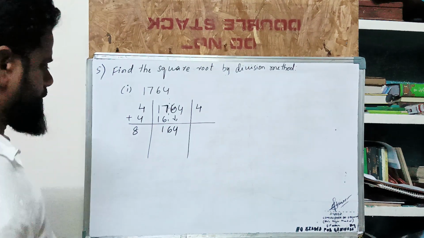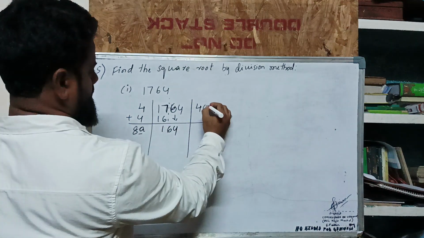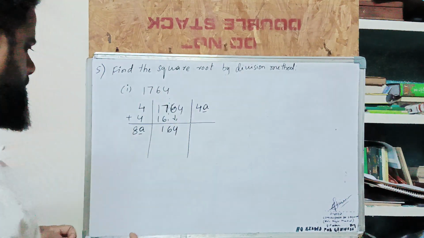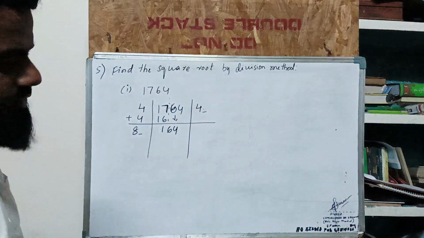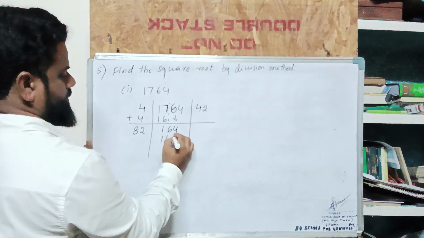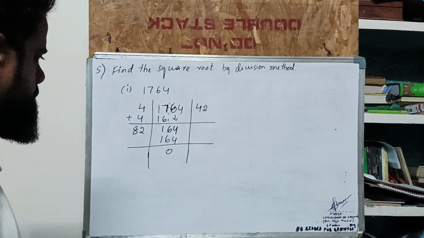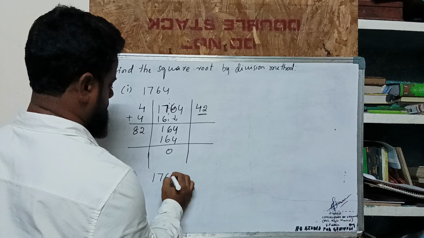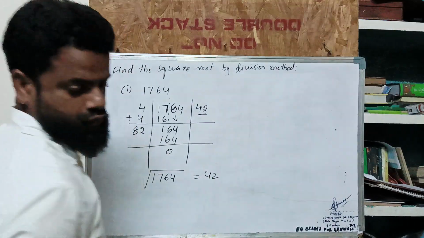164. Now what you have to do here is, we need to guess a number. Supposing you are taking A here, that same A you have to take here, and you need to multiply this 8A with A, so that you should get 164. After thorough analysis, what I am finding is, if I take 2 here, that is 82 into 2 is 164. So 164 minus 164 is 0. So the square root of 1764 is equal to 42.